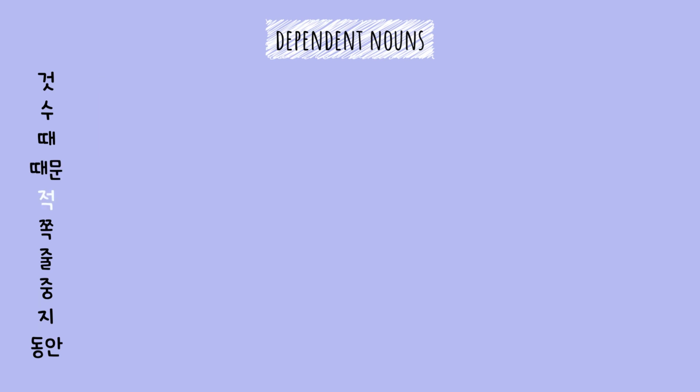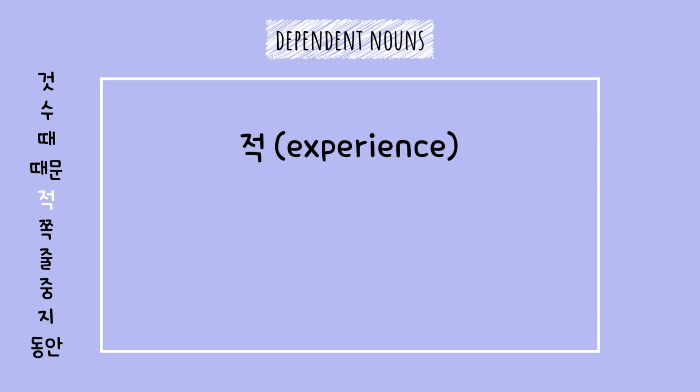Our fifth dependent noun is jok, experience. It is very similar to su, ability. It needs a verb, and then at the end you have ita, to exist, or opta, not to exist. The way the verb is modified is a bit different between the two, but we'll leave that for later when we study verbs.